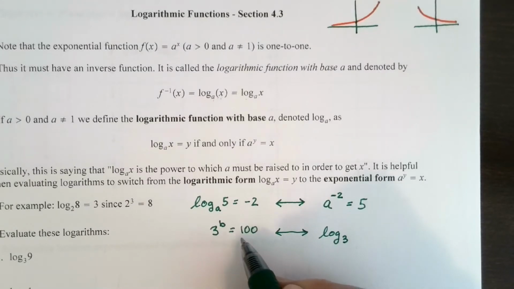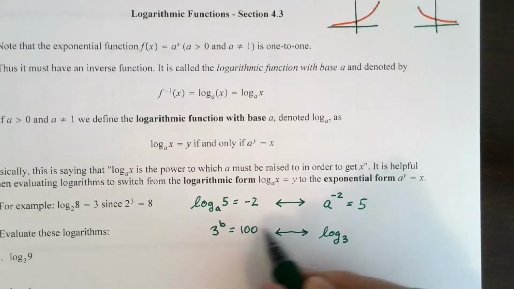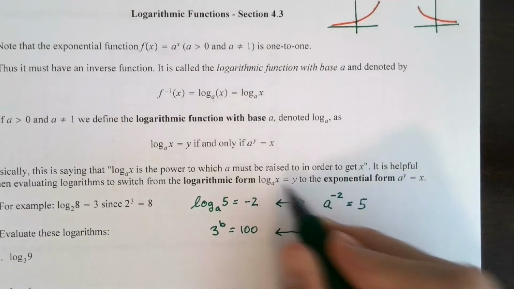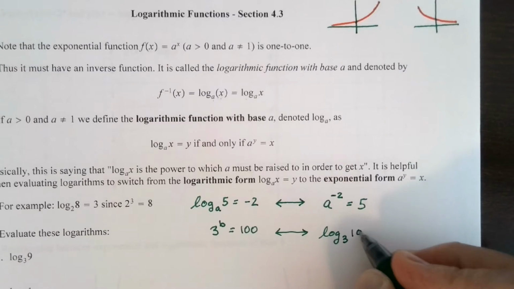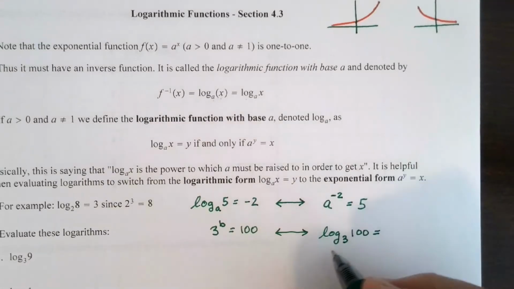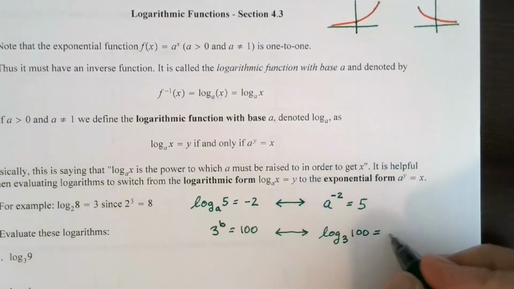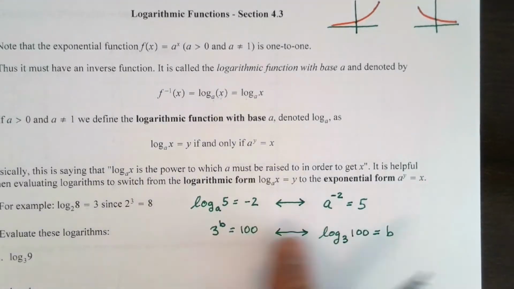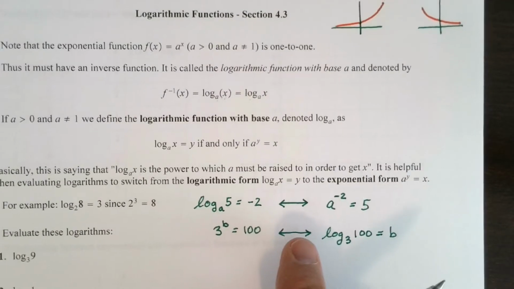Well, what are we getting as an output here? We're getting 100 as our output, and so that's the input to the logarithm. Equals what? Remember, what is the logarithm? What is log base 3 of 100? It's the exponent on the base 3 needed to get 100. So it's b. Okay. So you've got to practice being able to write in between these two forms.